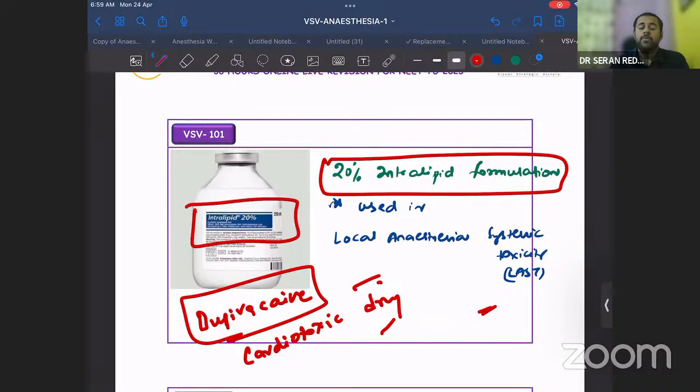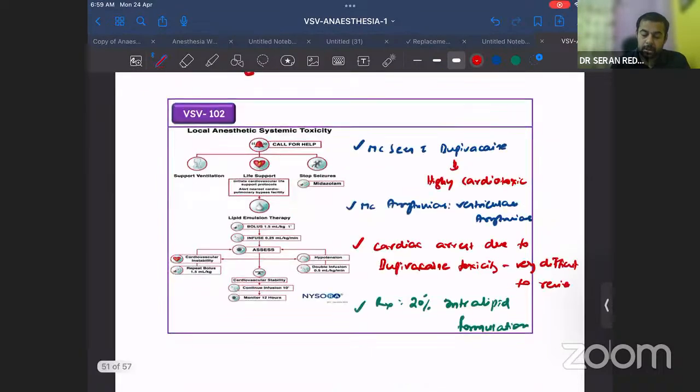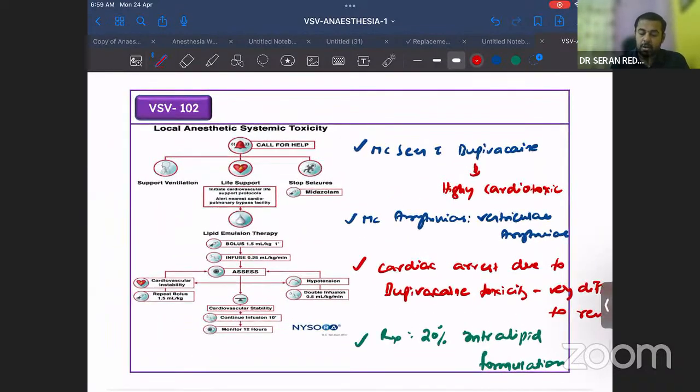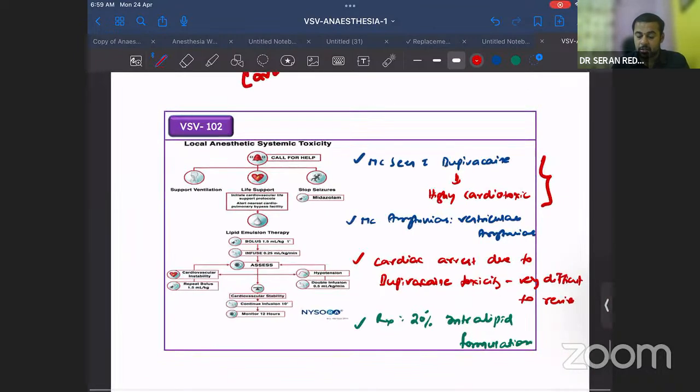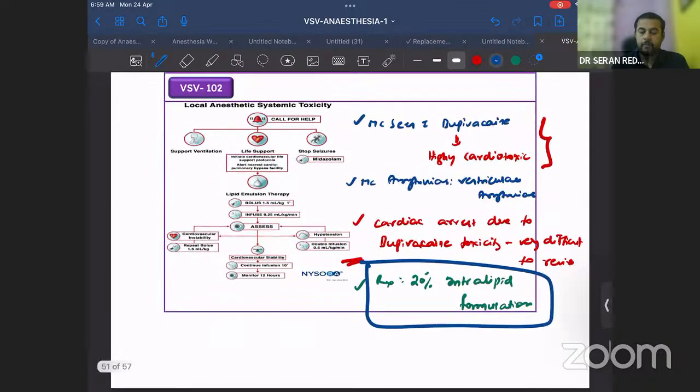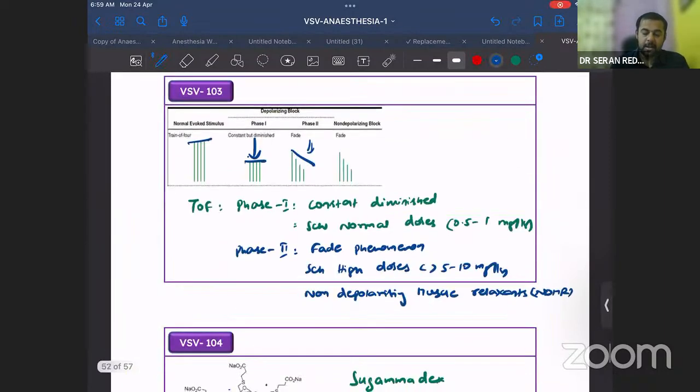And remember that the cardiac arrest which occurs due to bupivacaine toxicity is very difficult to revive. Okay, this is what I said. Local anesthetic systemic toxicity is most commonly seen with bupivacaine, which is highly cardiotoxic. The most common arrhythmias are ventricular arrhythmias. Cardiac arrest due to bupivacaine toxicity is very difficult to revive, and the treatment is with 20% intralipid formulation. Very important.